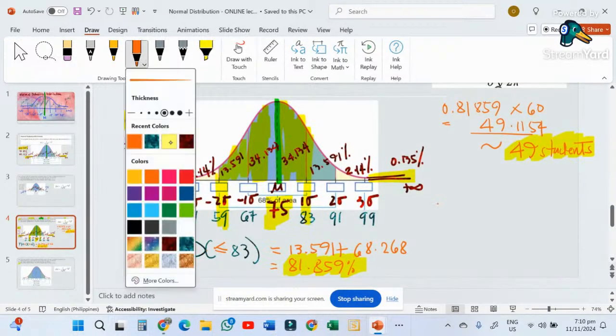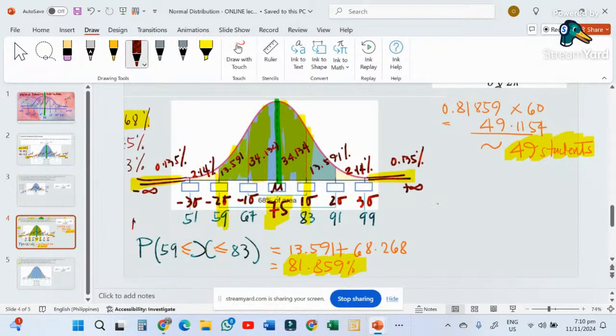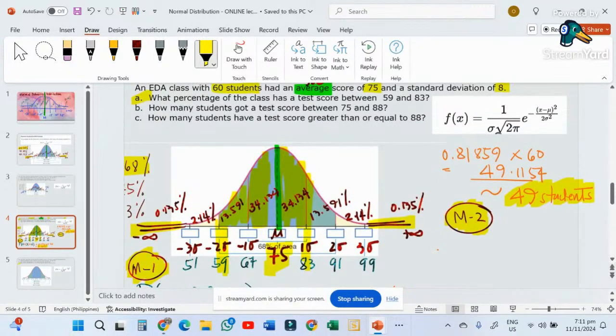Now, this time we're going to do the next method. Let me just clear this out. The first method, this is method 1, is by the curve, and the second method will be by formula. For the formula, you have to use your calculator. I have the formula up here. So let's do the probability density notation. That will be 59 less than or equal to x less than or equal to 83, I should say, not 89. I'm sorry for that, 83.